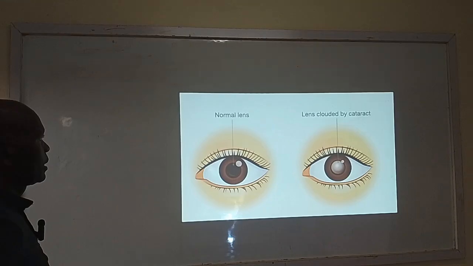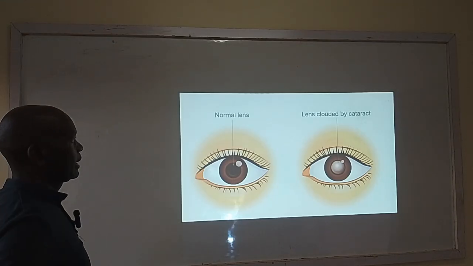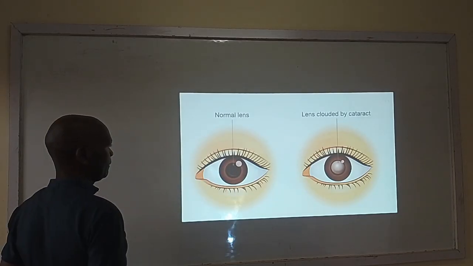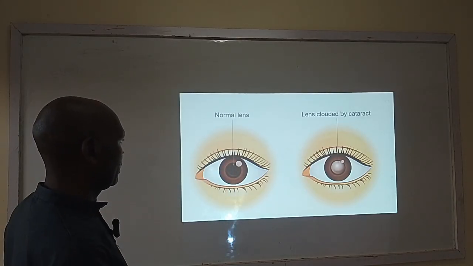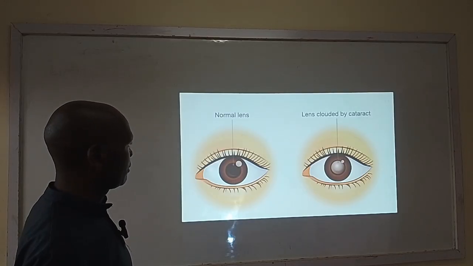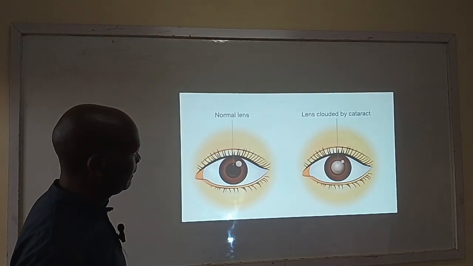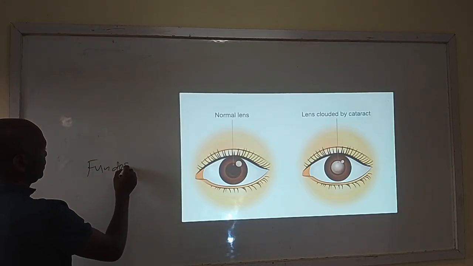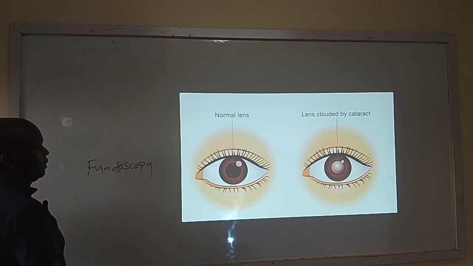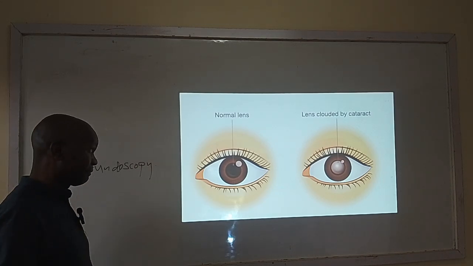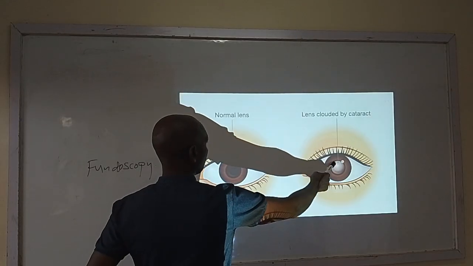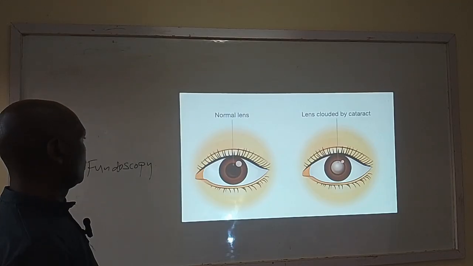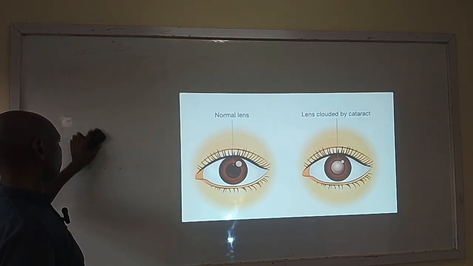So these diagrams illustrate a normal lens and a clouded lens. With a normal lens, this is what you see. It is somehow transparent. You can see a red reflex if you do an examination using fundoscopy. Fundoscopy, we shall see. When you do fundoscopy, you will be able to see the red reflex in a normal lens. But in a lens that is clouded, you can't see. You'll see just whitish. So you can suspect cataracts just by doing a fundoscopy examination.